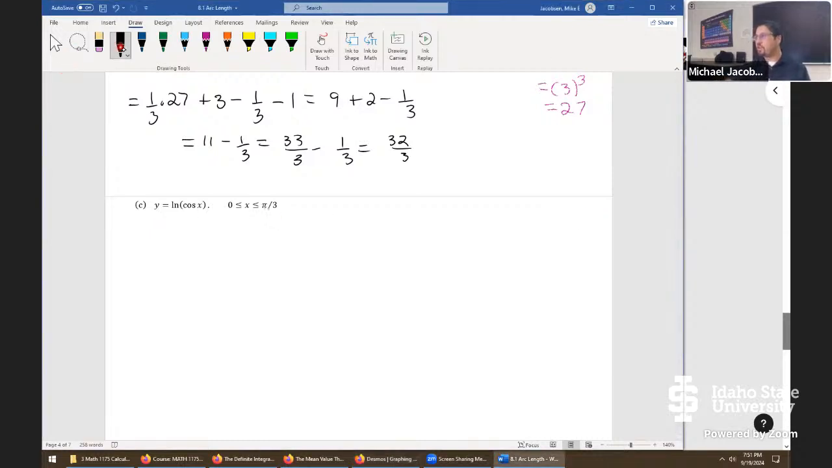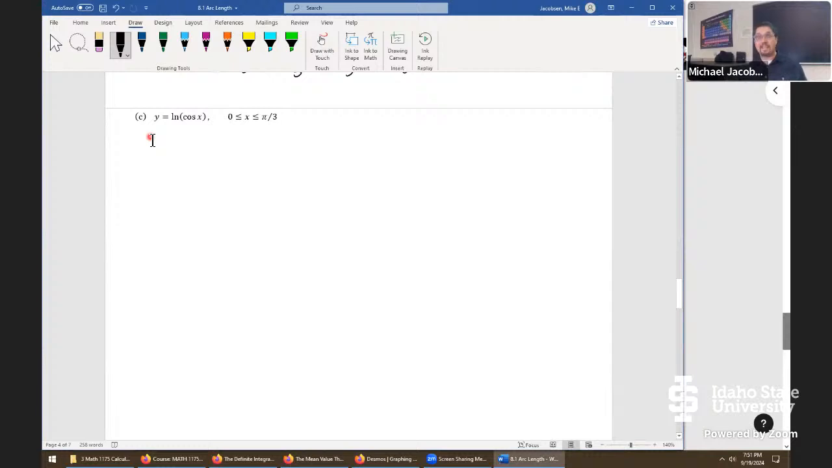So to get this one, there's no tricks with the variable. Y is the standard dependent variable. So I usually just write this out as a start. It helps remind us of what the formula is, what the next steps should be. Integrate from 0 to pi over 3 of the square root of 1 plus.